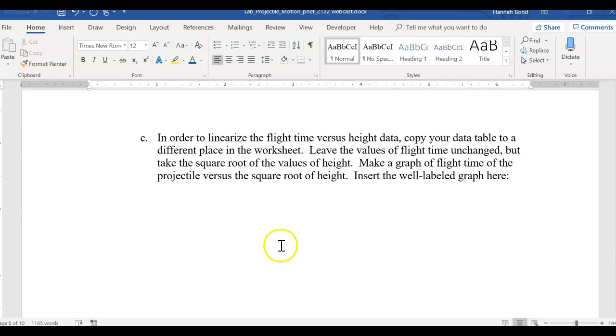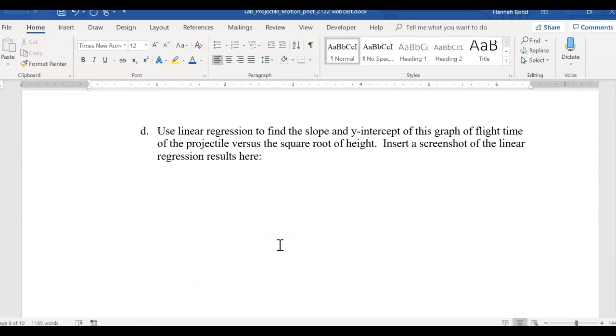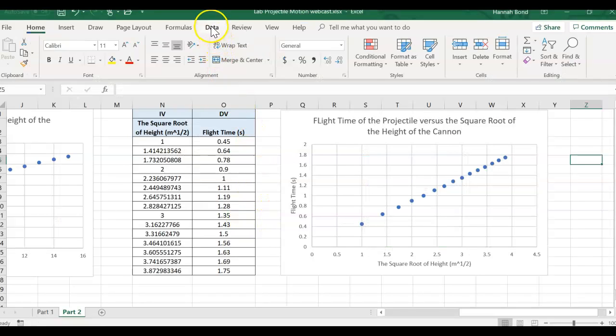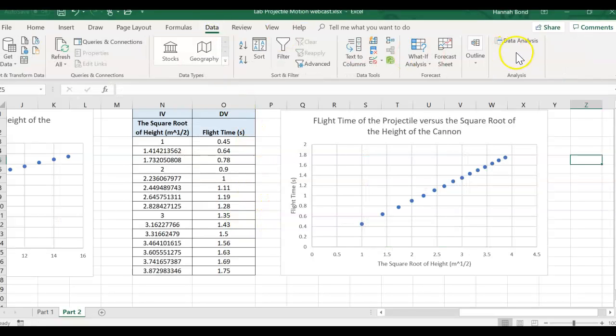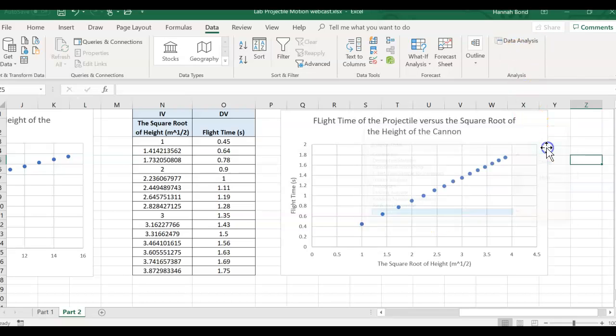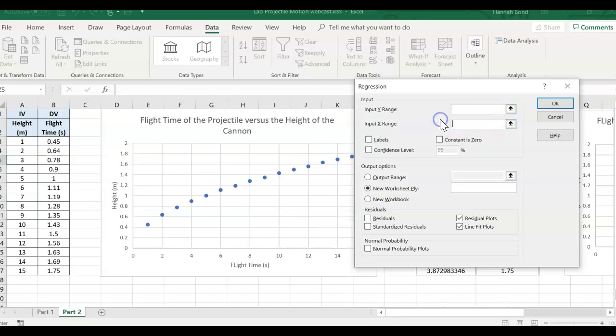Okay. So the next step, it says use linear regression to find the slope of this graph of flight time versus the square root of height. So to do linear regression, I go to the Data tab, to Data Analysis, I choose Regression, and say OK. Now I have some existing stuff. I'm just going to delete it out of here.